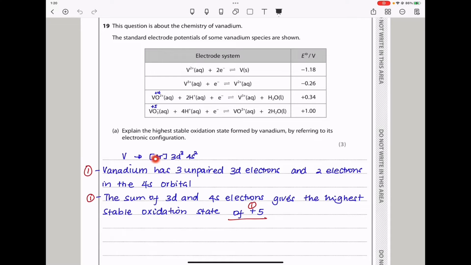Vanadium is going to be argon, 3d3, and 4s2. So vanadium, of course, is going to have 3 unpaired d electrons, and 2 electrons that are paired in the 4s. So there is a possibility of forming the +5 oxidation state. So I said vanadium had 3 unpaired 3d electrons and 2 electrons in the 4s orbital. The sum of 3d and 4s electrons gives the highest stable oxidation state of +5.